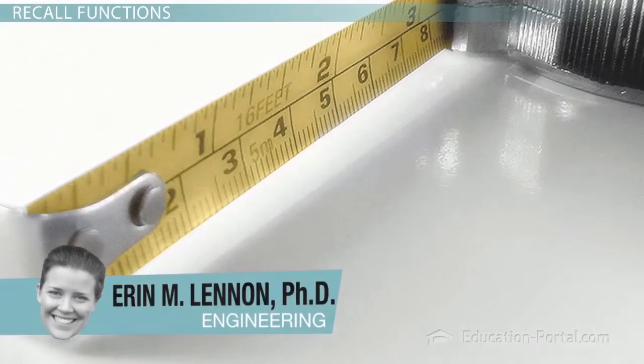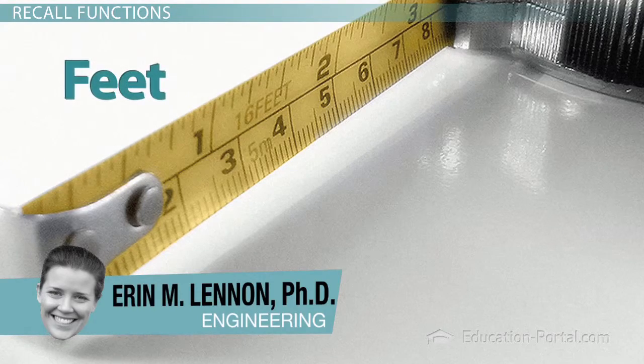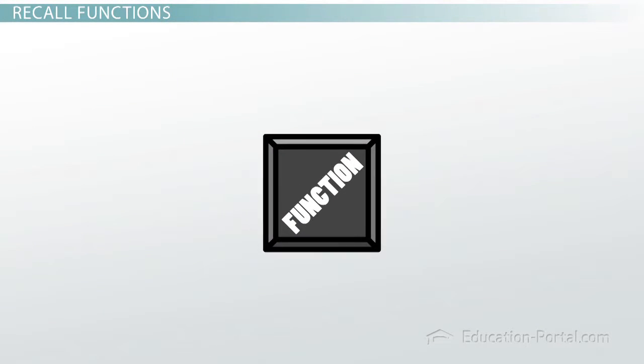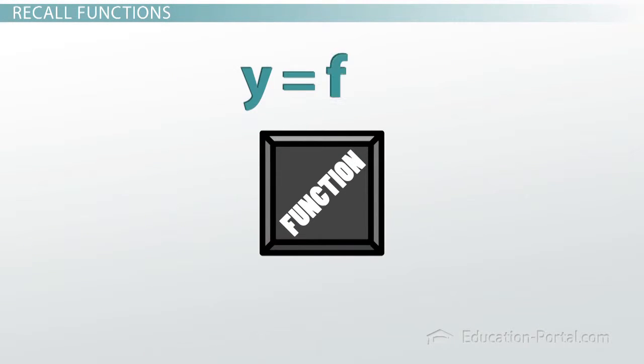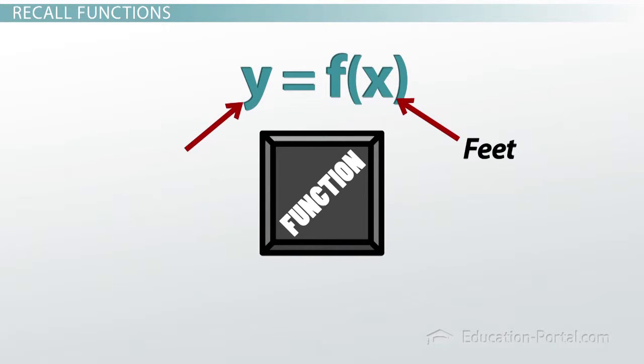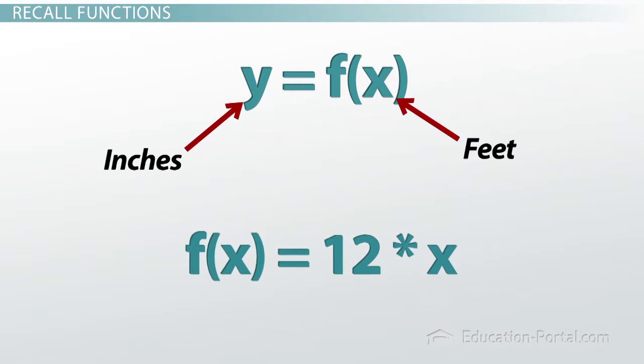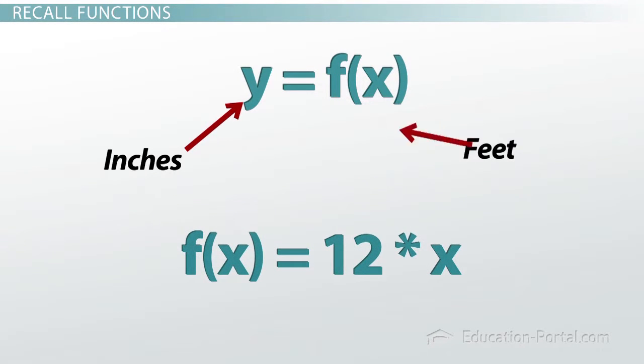If I tell you that I have a function that maps the number of feet in some distance to the number of inches in that distance, you might tell me that the function would be written as y equals f of x, where x is the number of feet, and that's the input to the function, and y is the number of inches, and that's the output of the function. You might even tell me that f of x is equal to 12 times x, because for every foot that you have, every x that you have, there are 12 inches in that foot.